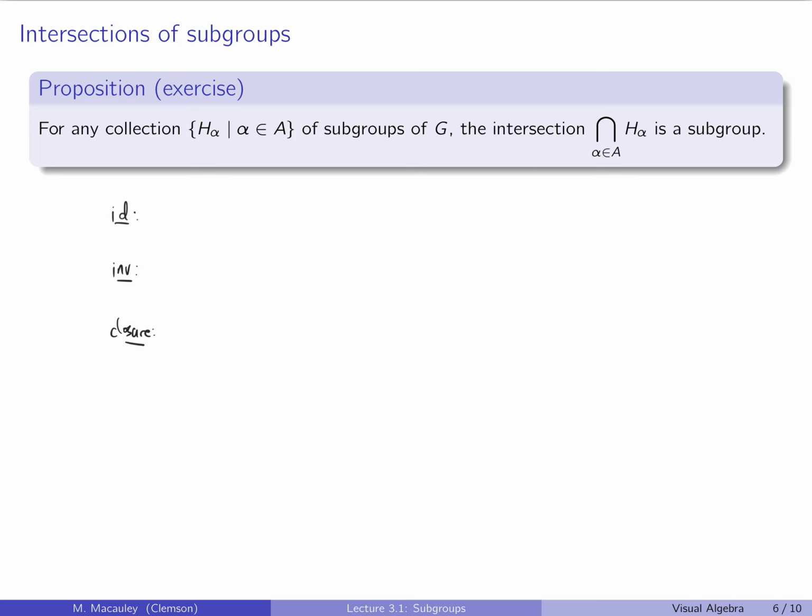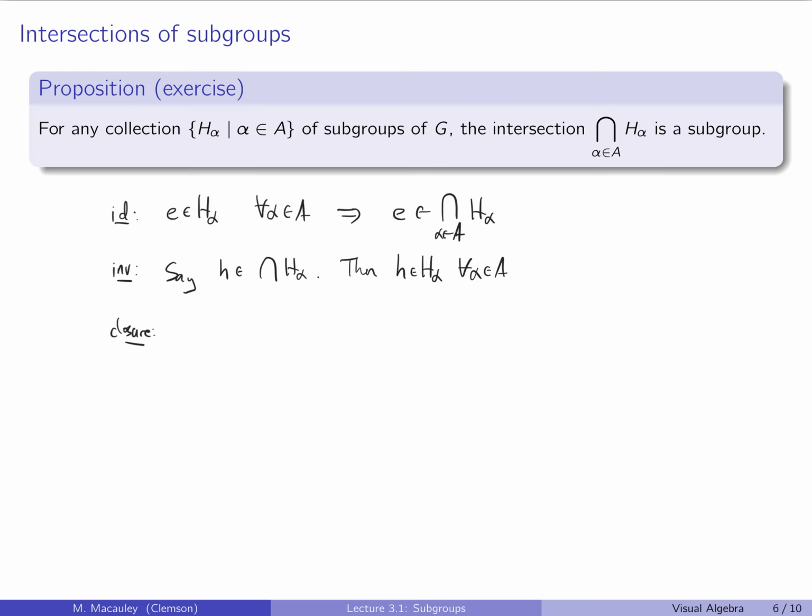So how would this go? So the identity, we know that e is in every single H alpha because they are subgroups, and therefore e is in the intersection of all H alphas. By definition, that's what the intersection is. It's the things that are in every one of them. So what about inverses? Let's say that little h is in the intersection of the H alphas. Then h is in each individual H alpha, which means that because each one is a subgroup, h inverse is in each big H alpha. And that's what it means for h inverse to be in the intersection of all the H alphas.